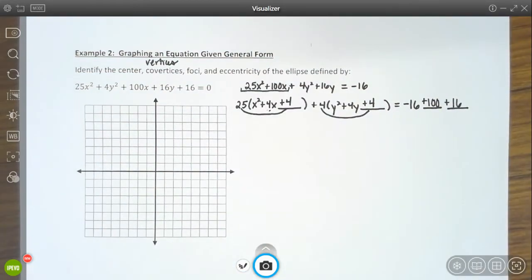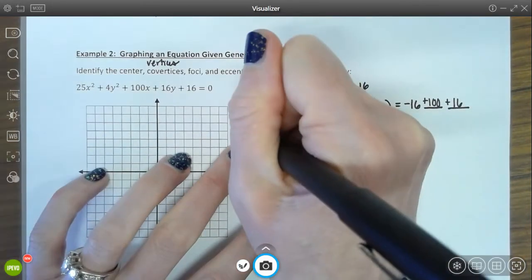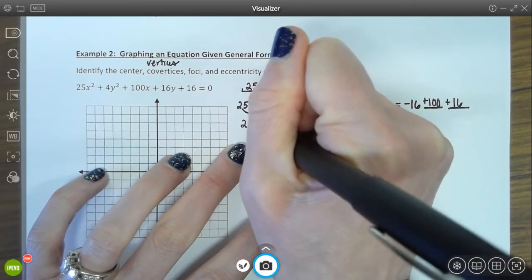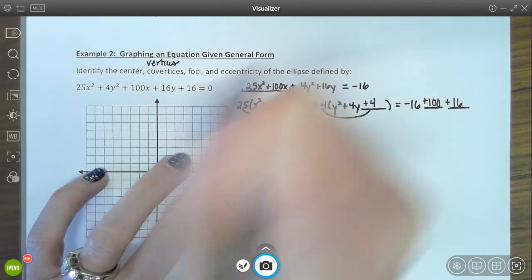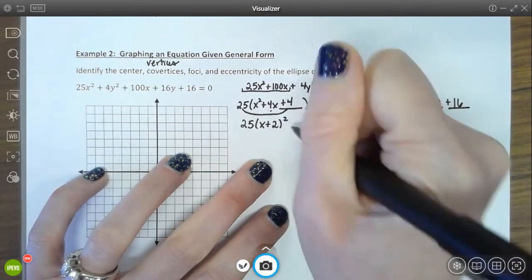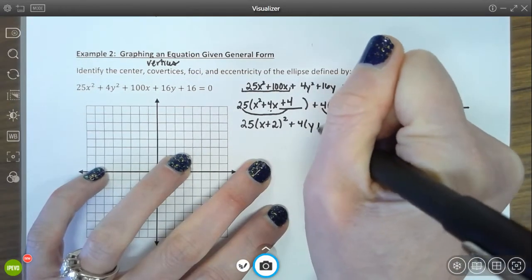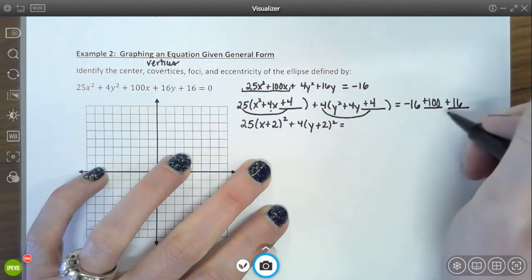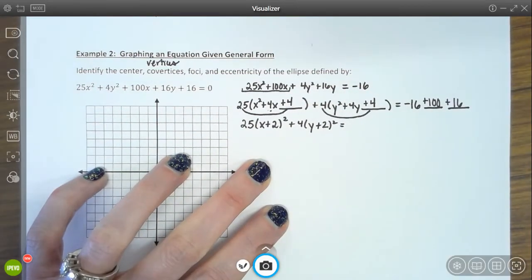So now I've completed the square and balanced my equation. So I'm going to go ahead now and factor. The 25 is just going to hang out front as I factor, and this would factor as that quantity of x plus 2 squared. The 4 is going to hang out in front of here, and this is going to factor as that quantity of y plus 2 squared. And if I add all of this stuff up, I'm left with 100.